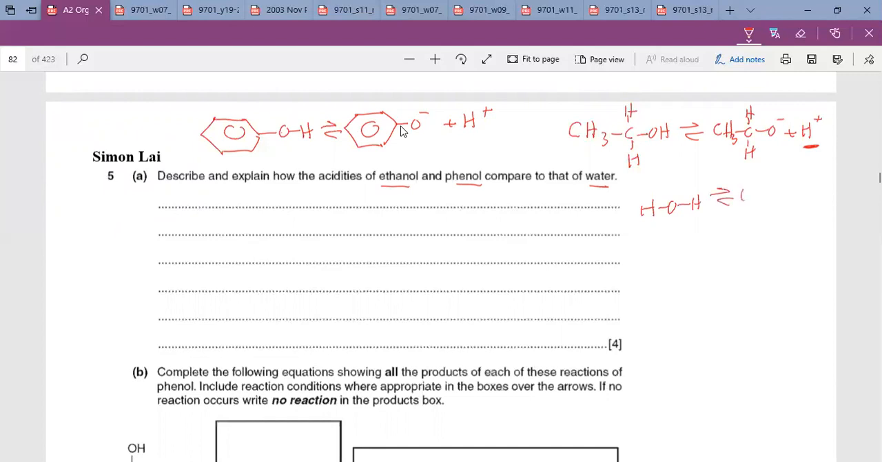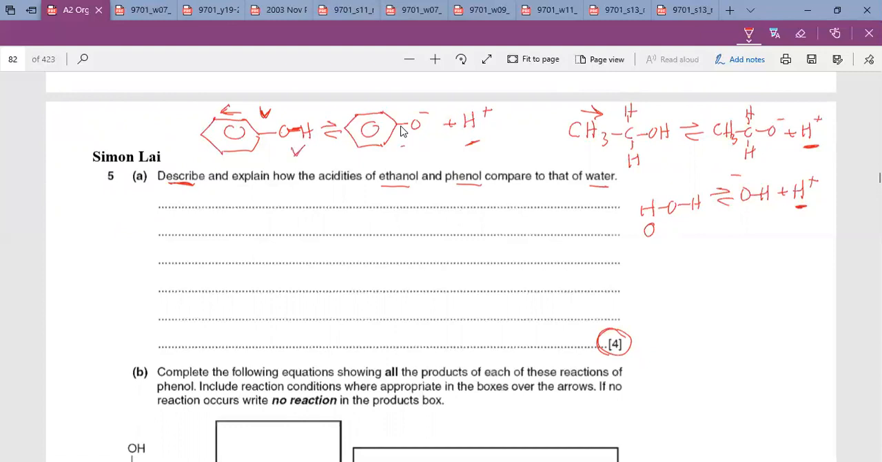Okay, so there are three equations here. I put them in order here. All give you H plus, it's all acidic. So compare the acidities. Firstly, it's 4 marks. The first one, of course, is describe first. So which is more acidic? Of course, phenol, because this is the most distorted of all. Then of course comes water. Then comes ethanol, because this is an electron donating group, this is an electron withdrawing group, and this is zero. So the stating of this is 1 mark. Why is it 3 marks?